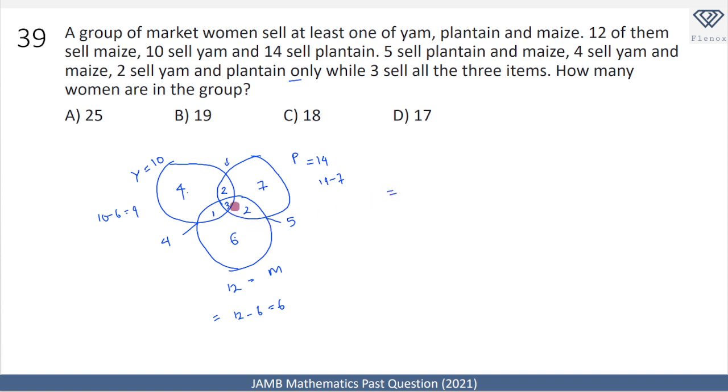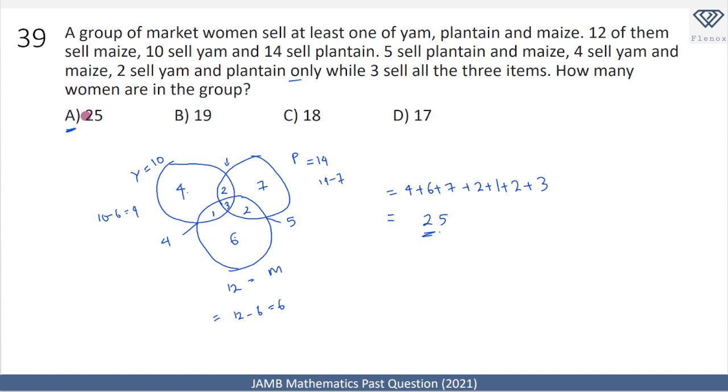The sum of all these individual numbers that we have over here, which in this case will be 4 plus 6 plus 7 plus 2 plus 1 plus 2 plus 3. So what would that add up to be? 4 plus 6 is 10, plus 7 is 17, plus 2 is 19, plus 1 is 20, plus 2 is 22, and plus 3 is 25. So the number of women in the group is 25, which is A.